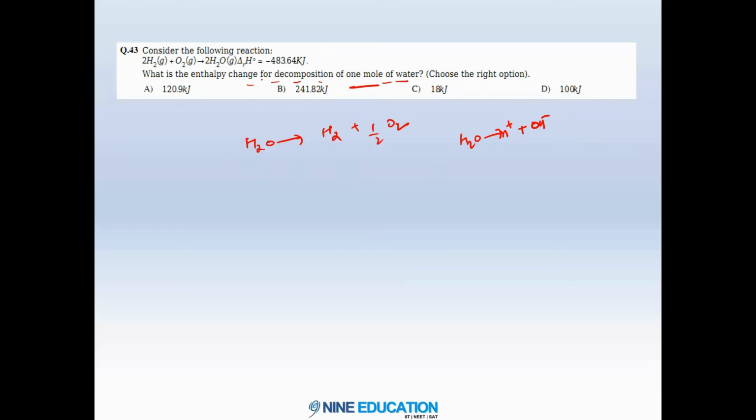So we are going to reverse it. So minus 483, we are going to reverse it as plus 483 and then divide it by 2. 483.64 divided by 2, so it shall come under 241 something. Yeah, so you are getting this answer.